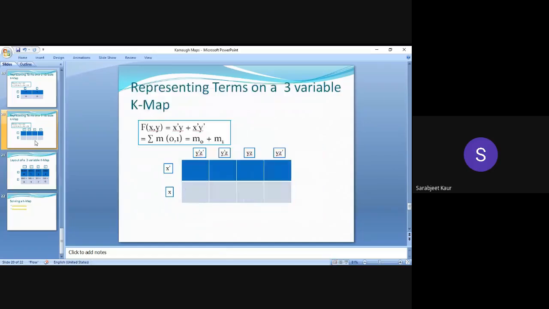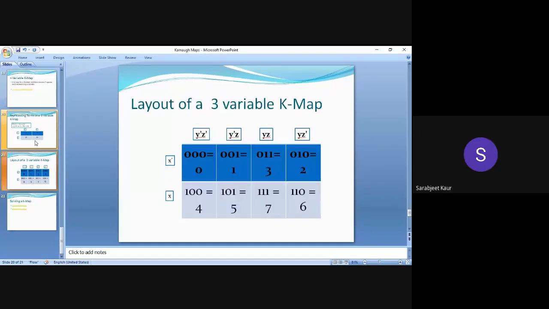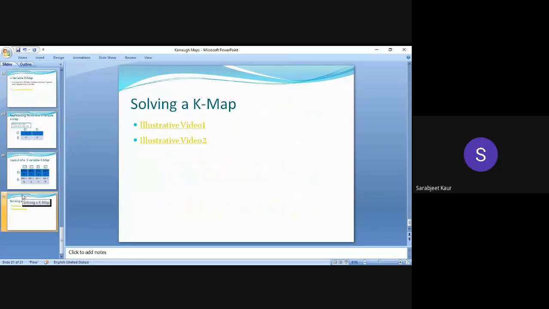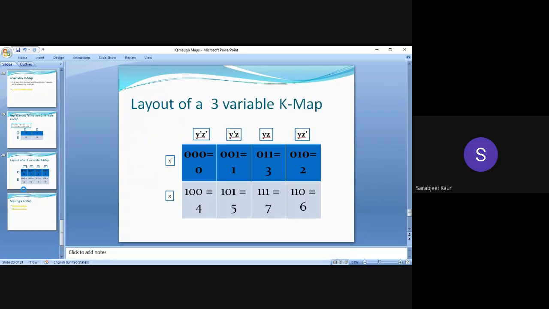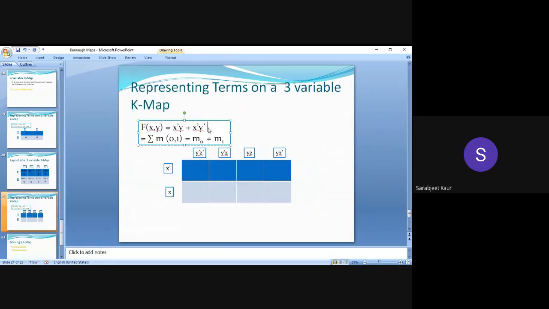Okay, students? Yes, ma'am. Now let us see how to represent an expression in a three-variable Karnaugh map.